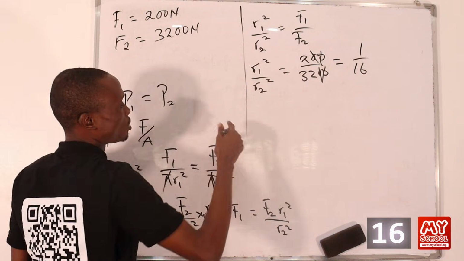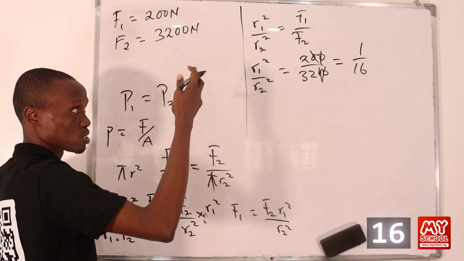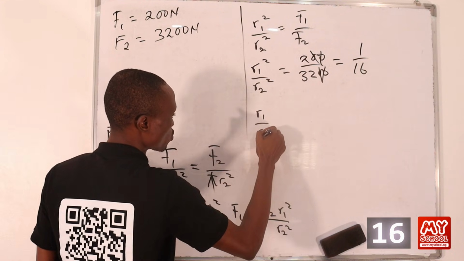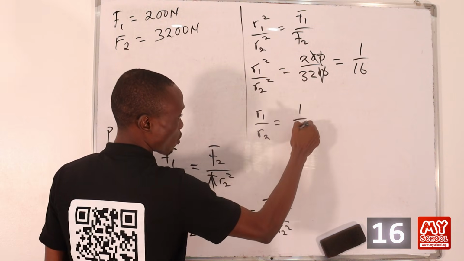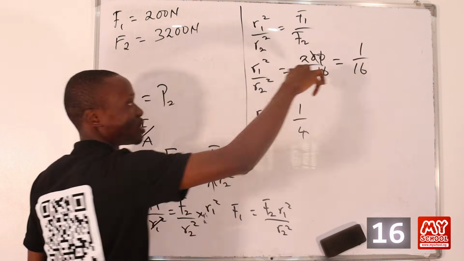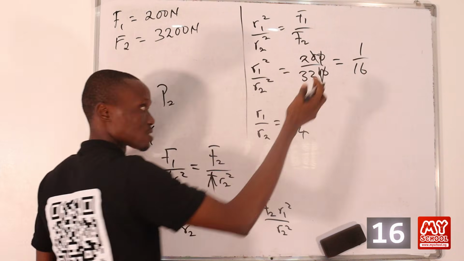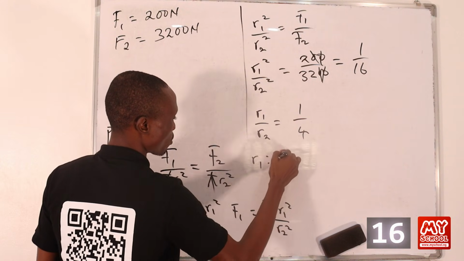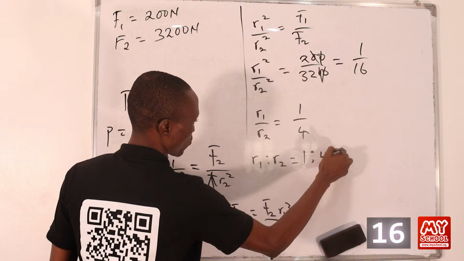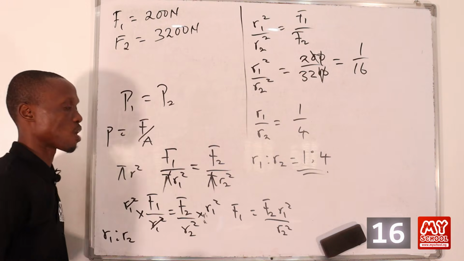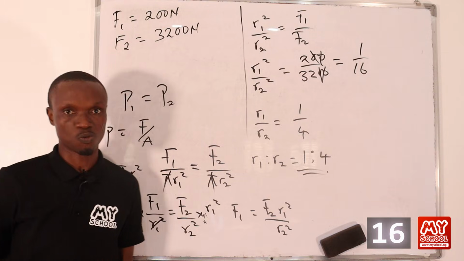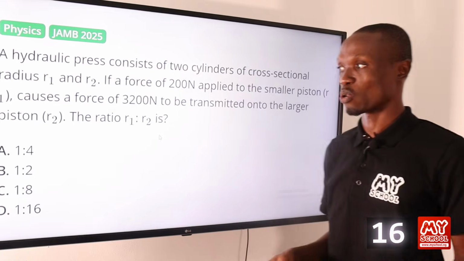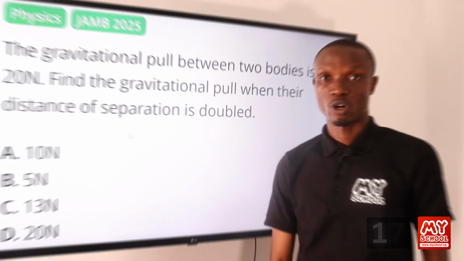Now, since we are looking for the ratio of r1 to r2, we have to take the square root of both sides. So if we take the square root of both sides, we'll have r1 all over r2 equal to 1 over 4, because the square root of 1 is still 1, and the square root of 16 is 4. So we can rewrite this as r1 ratio r2 is equal to 1 ratio 4. So the ratio of r1 to r2 is 1 ratio 4. So let's return to the screen to pick the correct answer to this question, and that is option A, 1 ratio 4.